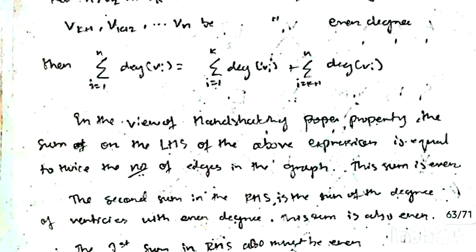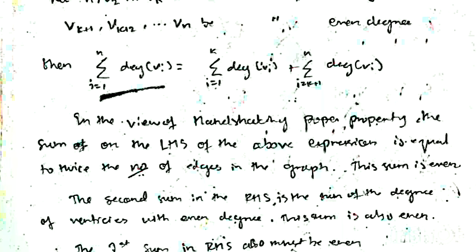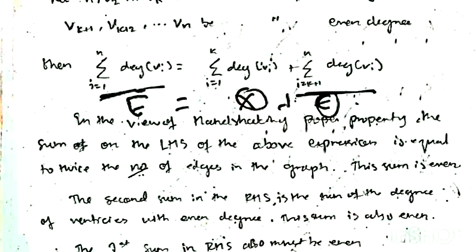By the handshaking property this will be an even number because it's 2 times the number of edges, and the sum of the even degrees will also be even. So the final answer is even, and this is a number x plus even. Anything you add to x and get even means x must be even. If it were odd, you would get an odd answer, but it's even here, so x should be even. That means the sum of all the degrees of odd vertices should be even.